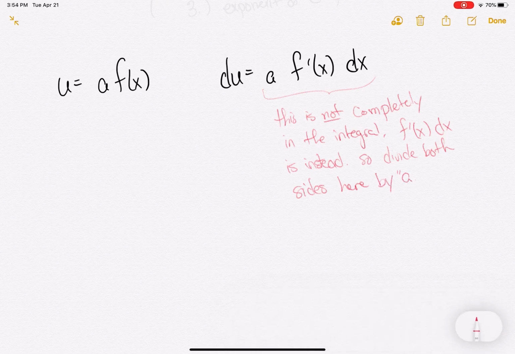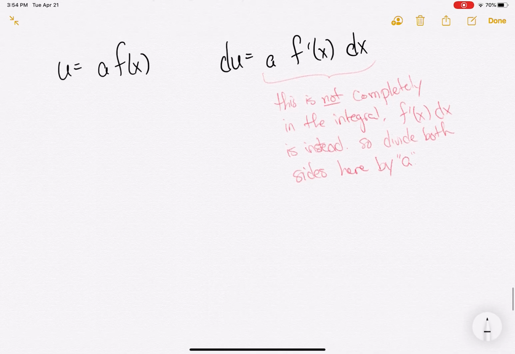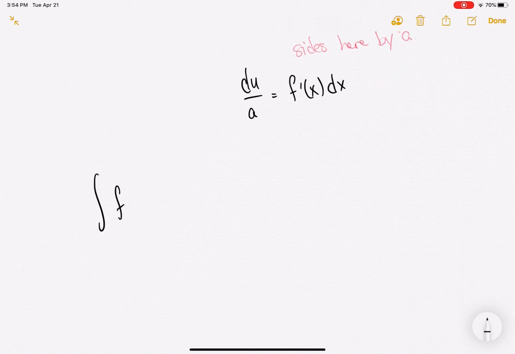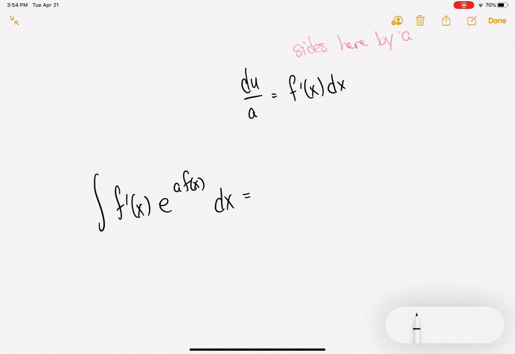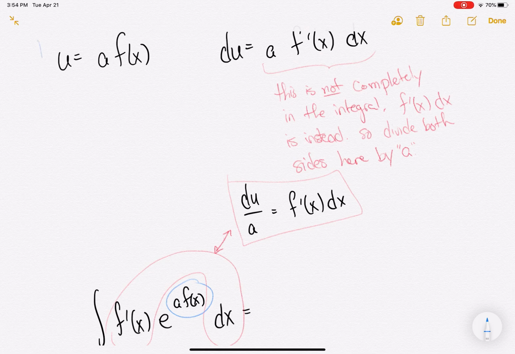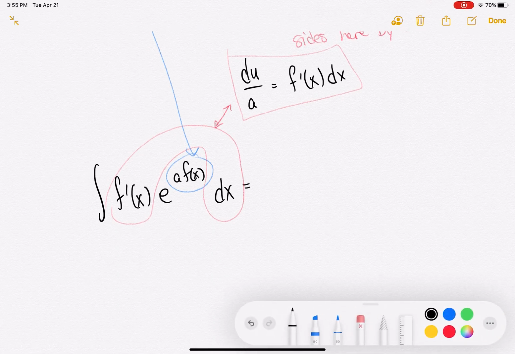If we divide both sides by a, then what do we end up with? du over a equals f prime of x dx. And now that's exactly what we're looking for in the integral. So with these choices, f prime of x e to the a f of x dx, I'm going to make sure that we know where our pieces are. So that actually goes with this piece here. And then I'll do this other one in blue. That is exactly u. So there you go. Plug these terms in.